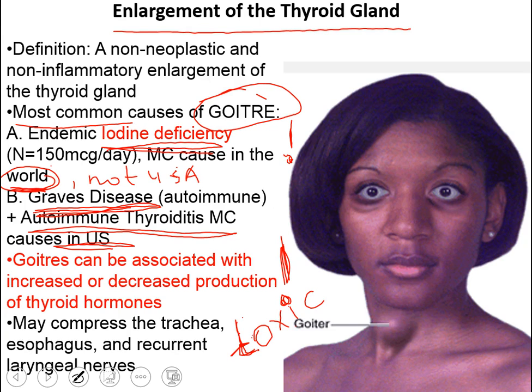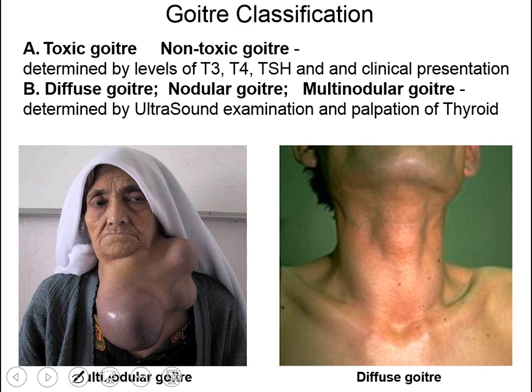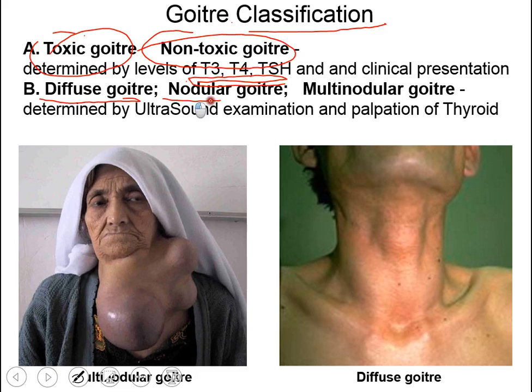Also keep in mind that an enlarged gland causes swelling in the neck that may compress the trachea, esophagus, and recurrent laryngeal nerve. This slide shows you the classification of goitre. As I mentioned, goitre can be toxic and non-toxic based on the results of examination of thyroid hormone levels. It can be diffuse, nodular, and multinodular based on examination of thyroid gland morphology, as shown on this slide.